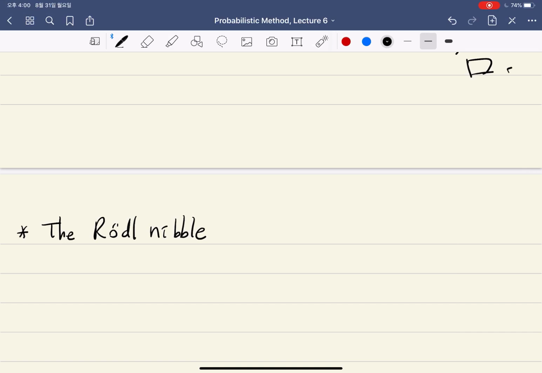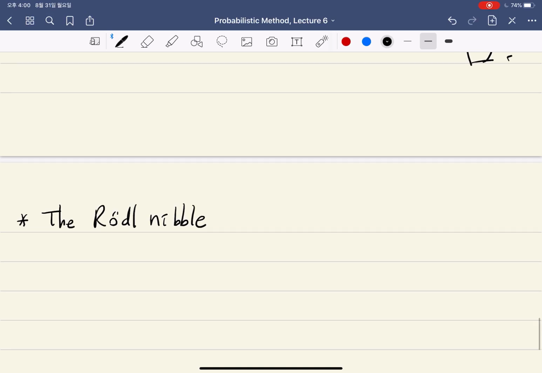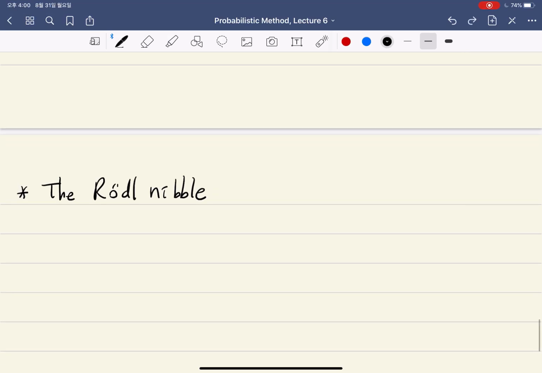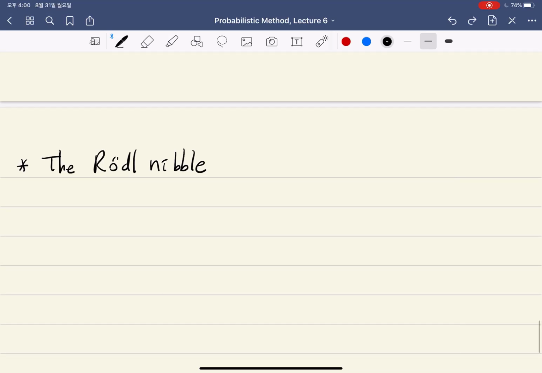Now we will learn about Rödl Nibble. The reason why we call it Nibble, I will explain later. But let's just define some things. We have defined the hypergraph before, and now we will learn about matching in a hypergraph.